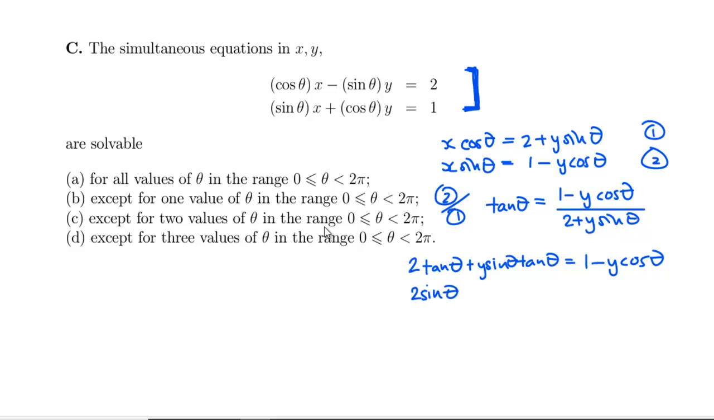2 sine theta. I swear I've done a long-winded way of doing all this. Anyway, 2 sine theta plus y sine squared theta is equal to cos theta minus y cos squared theta. All right, so we've got y times sine squared plus cos squared, so we get y is equal to cos theta minus 2 sine theta.